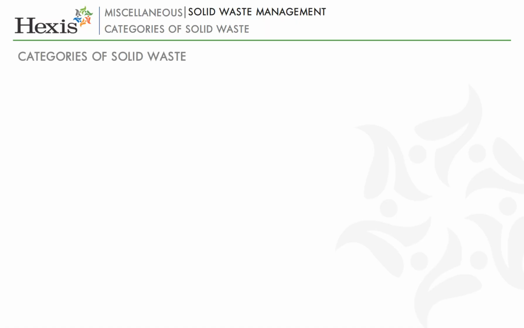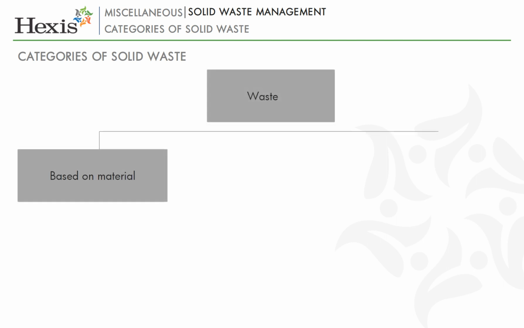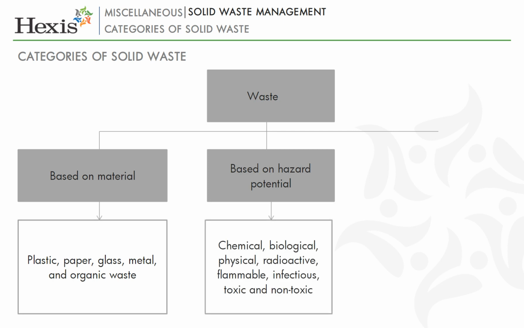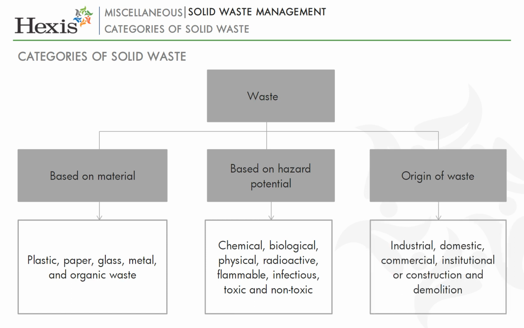Now let's learn about the categories of solid waste. In general, waste can be categorized based on material such as plastic, paper, glass, metal, and organic waste, based on hazard potential, chemical, biological, and physical, including radioactive, flammable, infectious, toxic, non-toxic. The origin of waste, such as industrial, domestic, commercial, institutional, or construction and demolition.